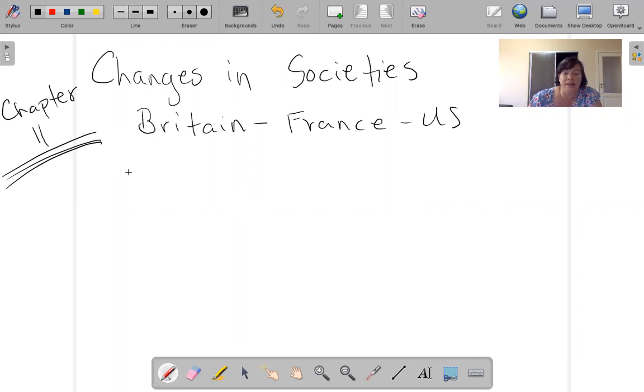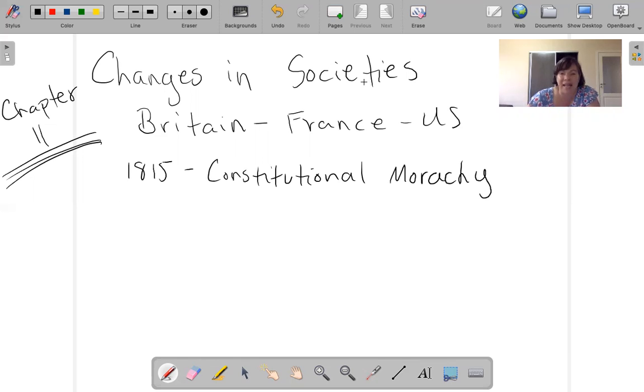So in Britain, in 1815, Britain was a constitutional monarchy. What that means is they had a king, but they also had elected government officials that mostly made the decisions or helped make the decisions. But here's the thing. It wasn't really democracy because almost no one could vote.